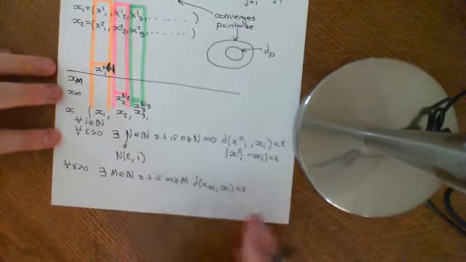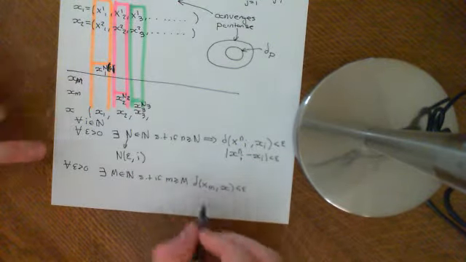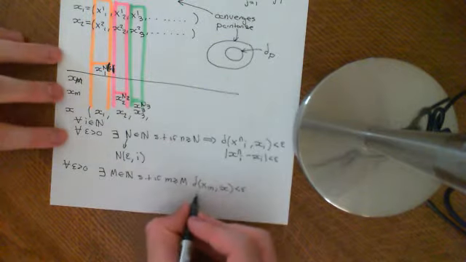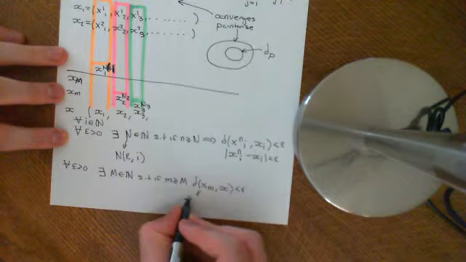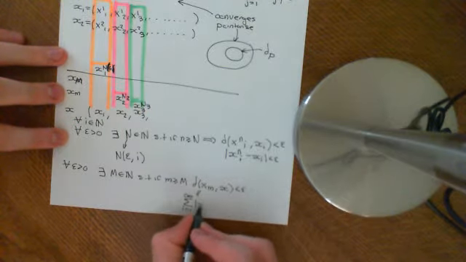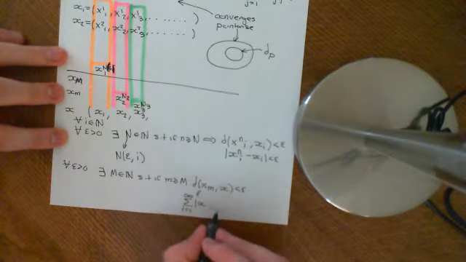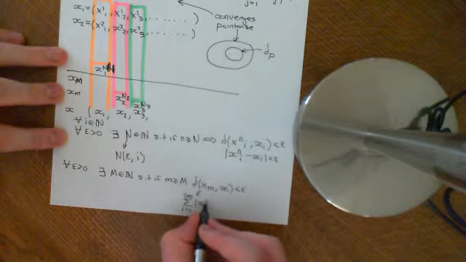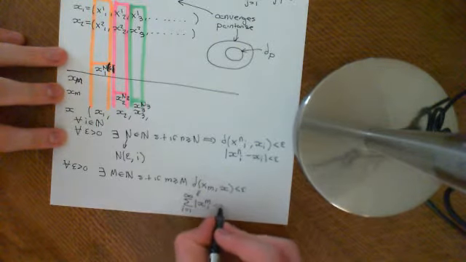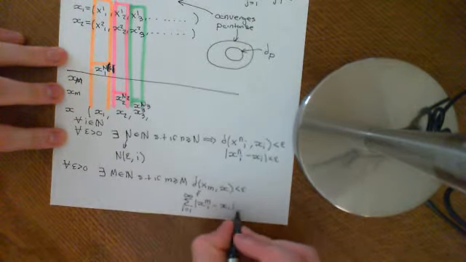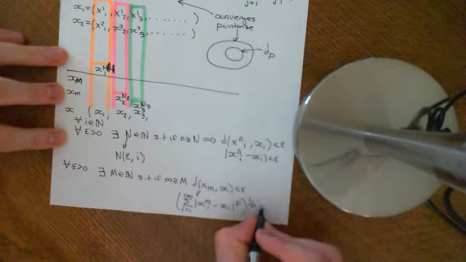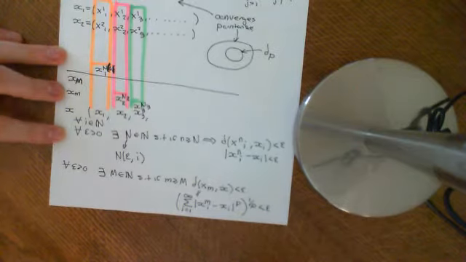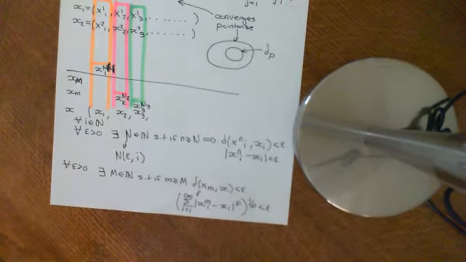Okay, so now let's just write out what the definition of this distance is. Well, it's the sum from i equals 1 to infinity of the modulus of x_i^m minus x_i, to the power of p, all of that to the power of 1 over p, needs to be less than epsilon, okay?